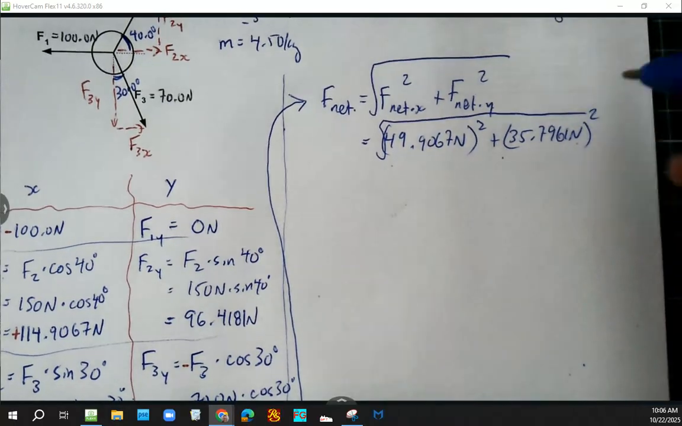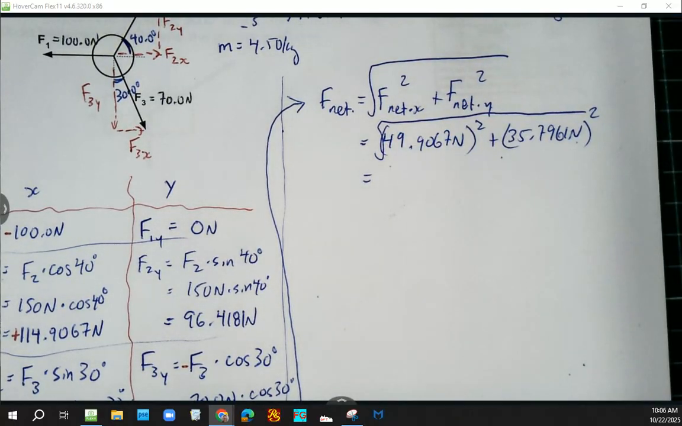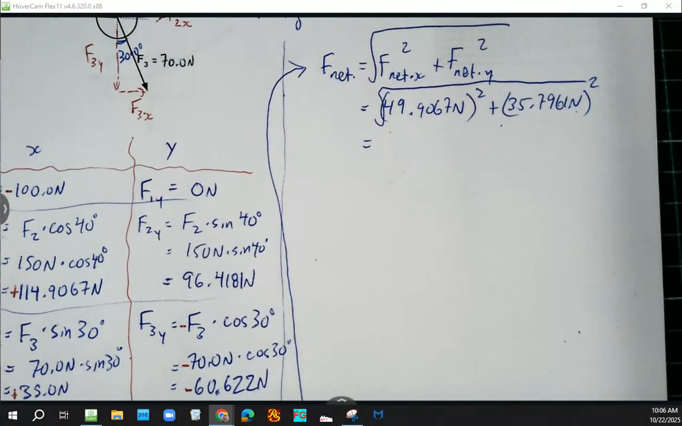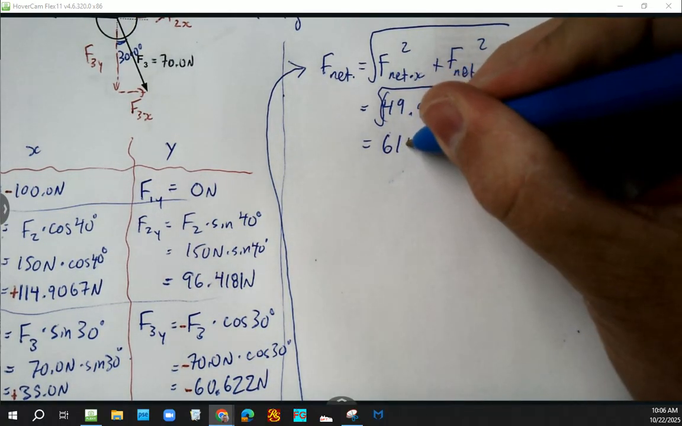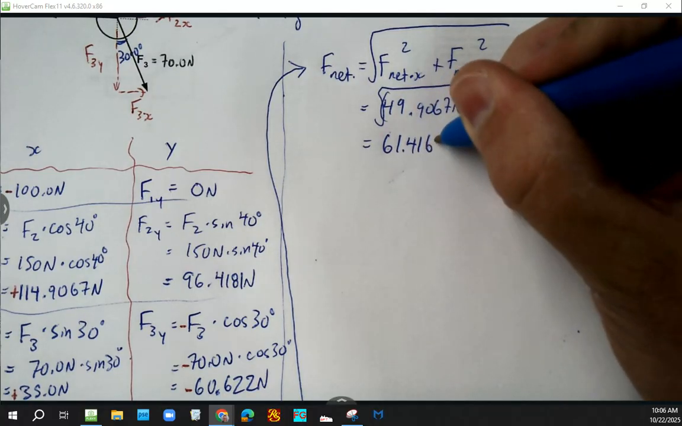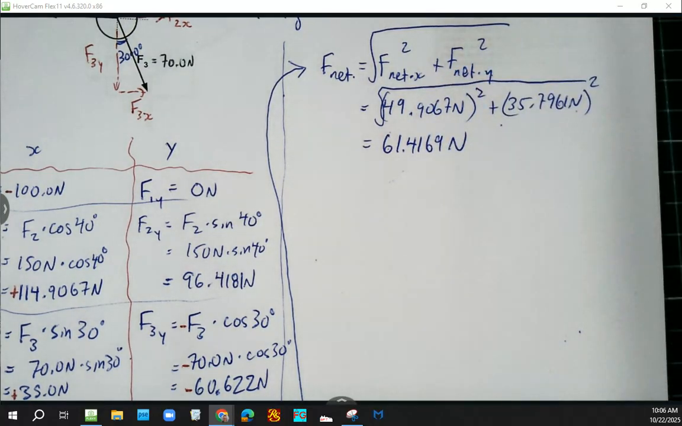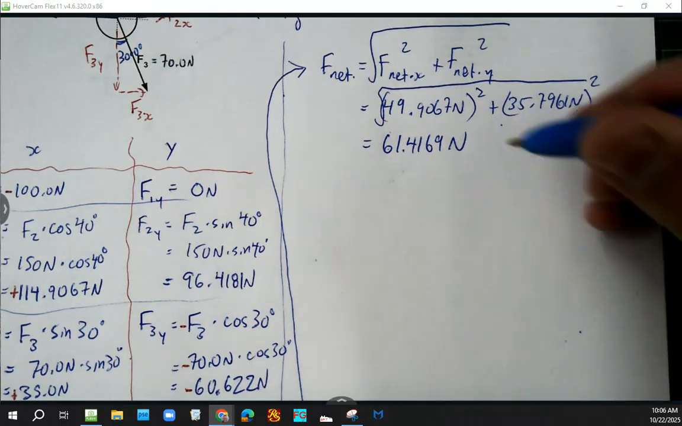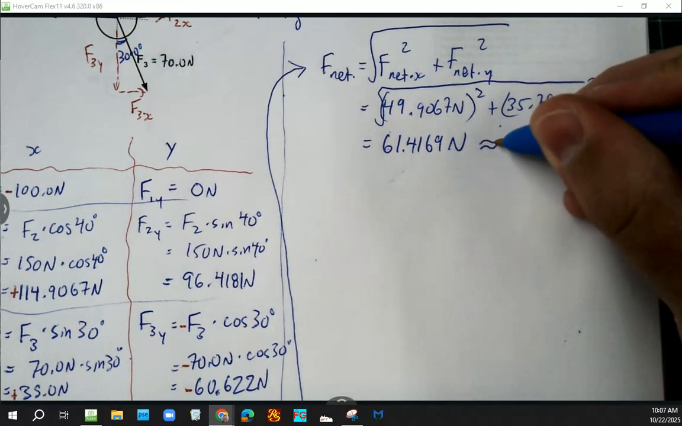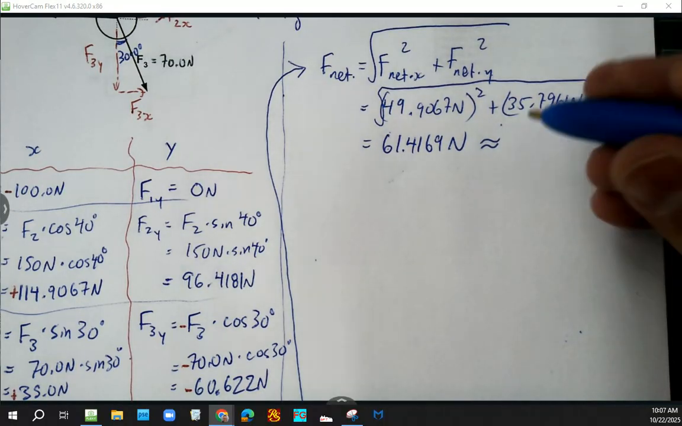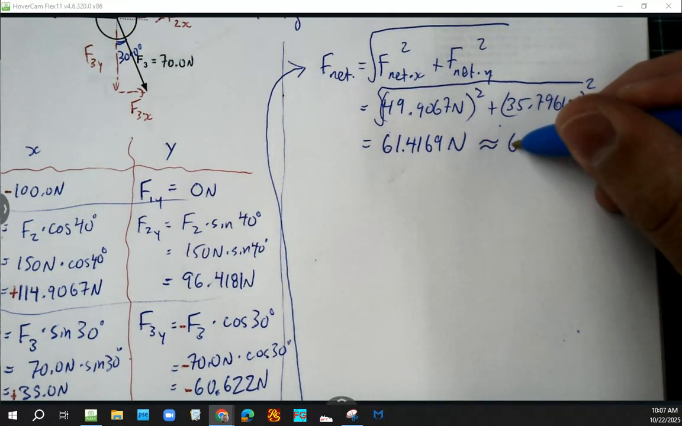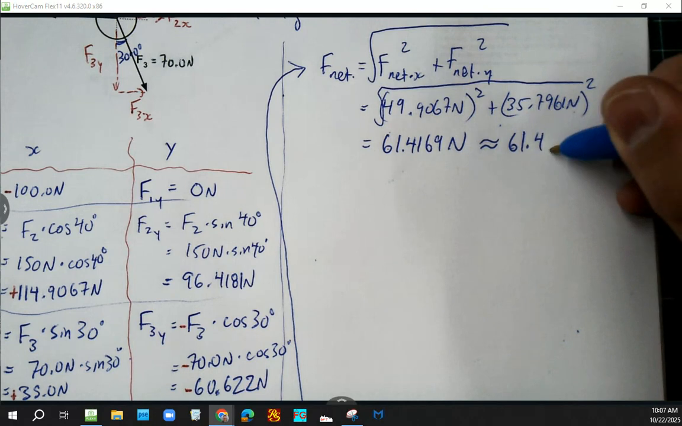And again, somebody who's quick on the draw, what's the net force on this thing? You don't have it again, do you? Phoenix, what'd you get? 61.416 newtons. Great. But now we still got to find the theta value. And of course, we could round this guy off. We only had 3 sig figs based on the angles, so it's approximately 61.4 newtons.